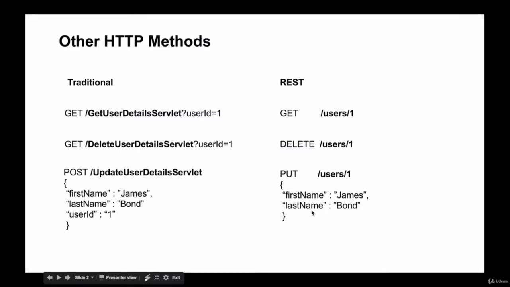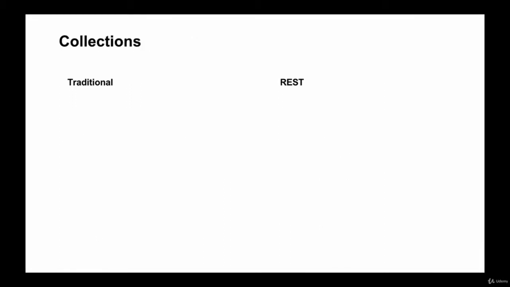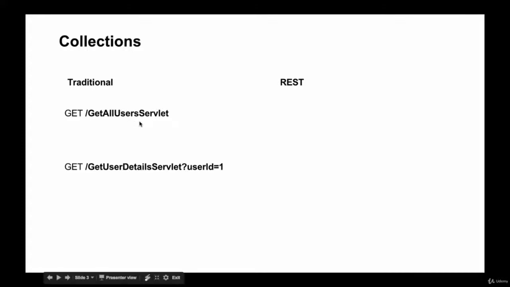Let's look at the way we can get a list of all resources if we needed to. For example, to get a list of all users registered with our application, we would send an HTTP GET request to a servlet called Get All Users servlet. And it looks very much different from the Get User Details servlet, where we needed to get details of a single user.